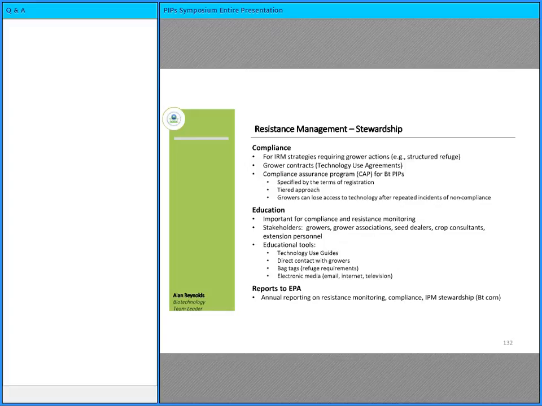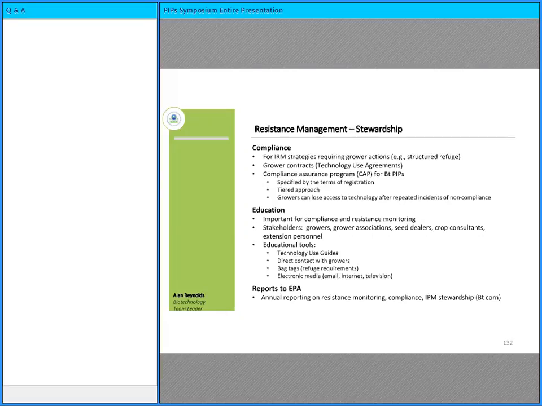Okay. Turning to compliance. Compliance is a component of resistance management when there's a requirement of the grower. The most obvious example of that is the structured refuge requirement. In our experience with Bt PIPs, compliance has been enacted through the use of grower contracts or technology use agreements, and these are between the registrant and their grower customers.